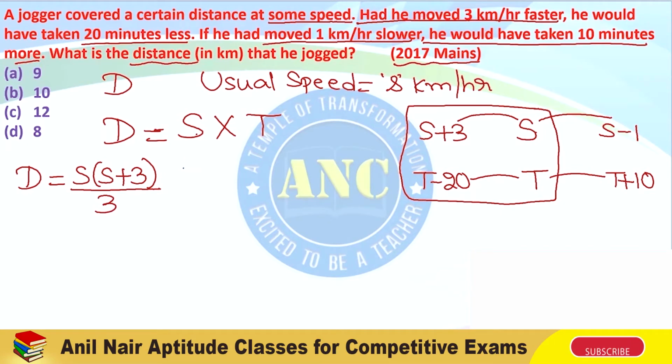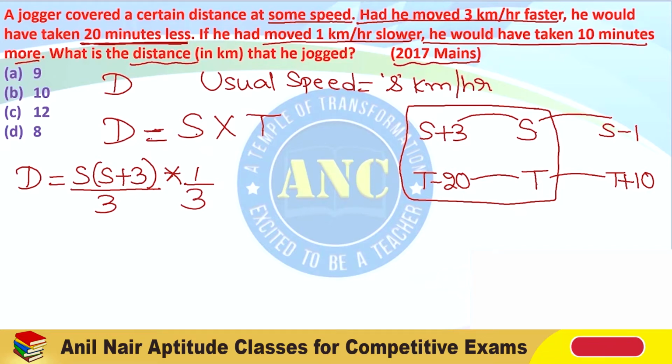So that is nothing but S multiplied with time. Same to same. You have two values here. One is T, another is T minus 20. Or in simple language, instead of using T into T minus 20 divided by whatever the value, you can say that he would have taken 20 minutes less. 20 minutes converted to hours becomes 20 by 60, which is 1 by 3. So this is nothing but the distance.